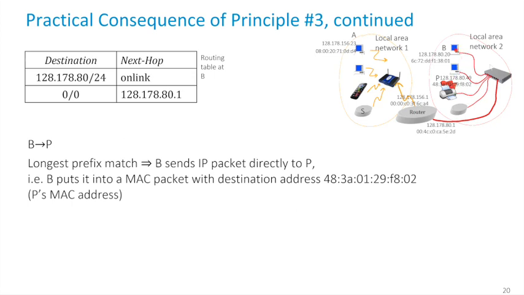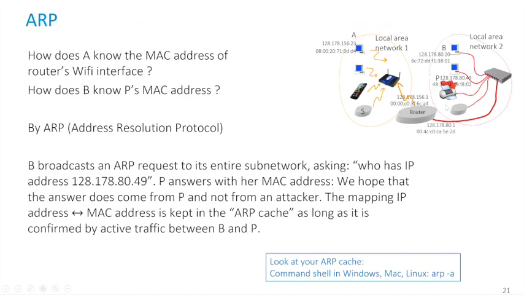Similarly, if B has a packet to send to the printer, it goes into its routing table that has been configured from its network mask and its IP address. And now there is a match with this, that says it's on-link. So when B has this packet to send, it needs to find the MAC address of the printer and send it directly to the printer here.